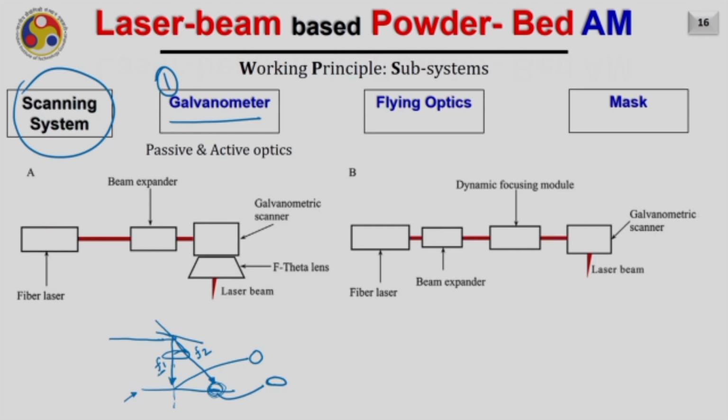Typically, in the case of SLA, when a galvanometer is used, an F theta lens was used. We have already seen that. Similarly, here also in laser beam based powder bed additive manufacturing, F theta lenses are preferred. We have already seen the purpose of using the F theta lens and their working principle as well. So, as a result, if an F theta lens is used, it will direct the laser beam vertically downward everywhere on the bed, and the correction in the shape of the beam will also occur.